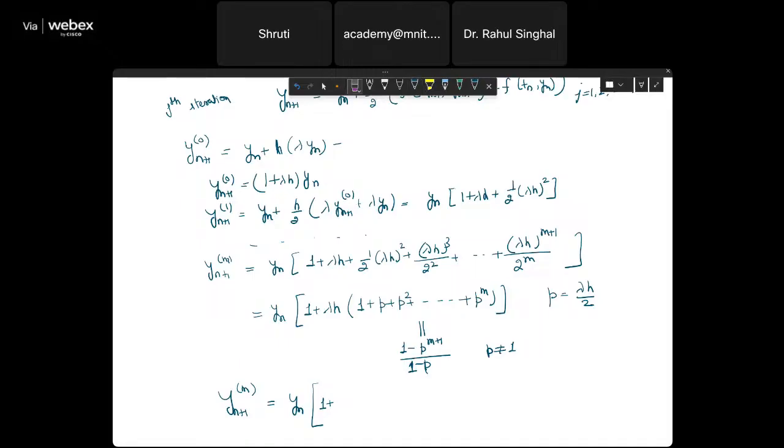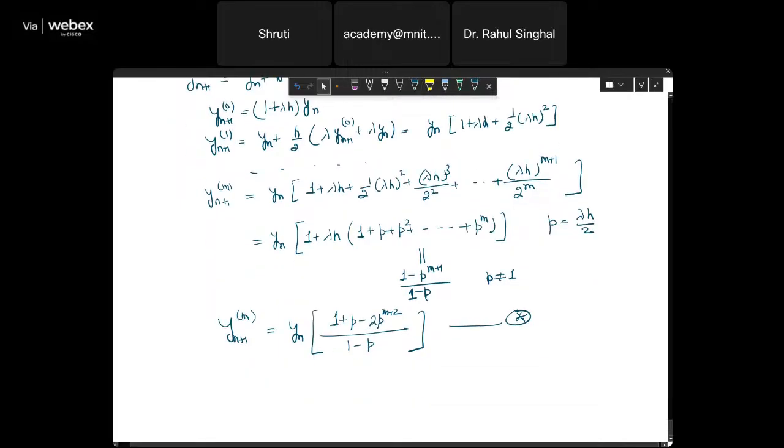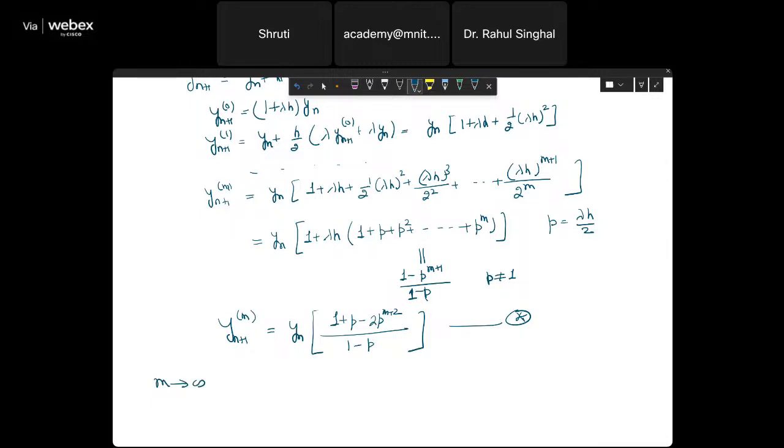okay, let me write it a little up. This is 1 plus p minus 2p to the power m plus 2 divided by 1 minus p. Okay, this is just the sum in between p within a bracket I am rewriting. Okay, so this let me call as a star equation. So this is going to be the sum. So what happens now, if m tending to infinity means number of iterations we are increasing, then this equation will converge, right? This y n plus 1 will definitely converge.